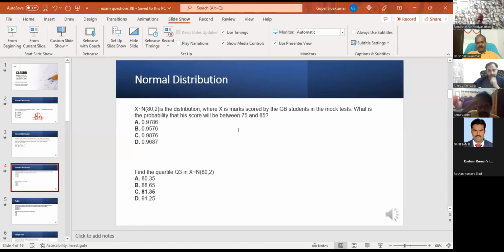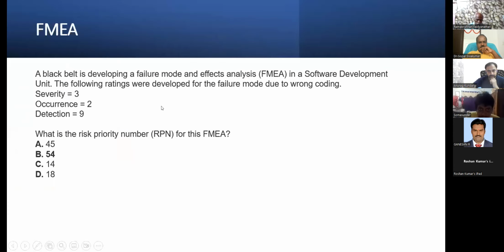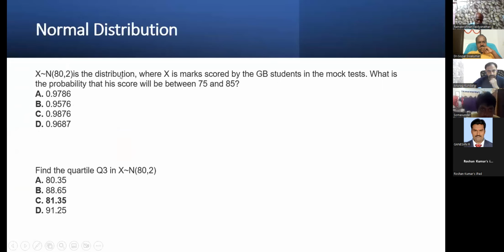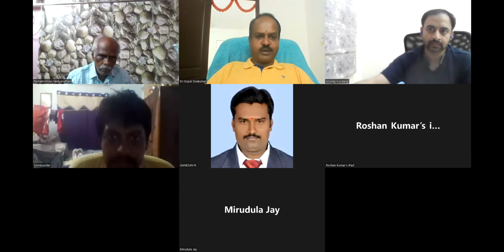Now look here, our question. X is the mark scored by the green belt student in the mock test. What is the mean value? 80. Standard deviation? 2. So is this normal distribution or standard normal distribution? Normal distribution. And you need to find out the probability between 75 and 85. If you are part of this classroom, what is your chance to score between 75 and 85? This we are going to solve in Minitab, right? You need to give me the inputs.